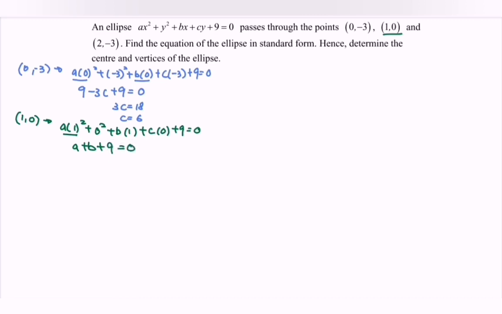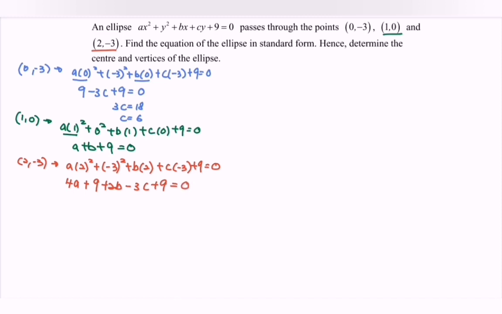So continue. We have (2, -3). So here we will have a(2 squared) plus (-3) squared, plus b(2), plus c(-3), plus 9 equals 0. So here we have 4a plus 9 plus 2b, -3c plus 9 equals 0. Do remember, substitute the c, we have c equals 6.